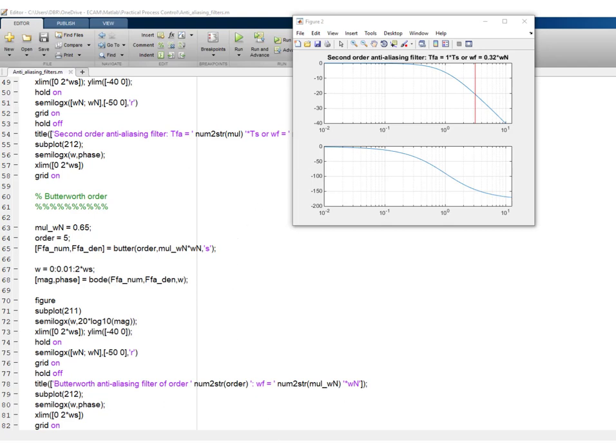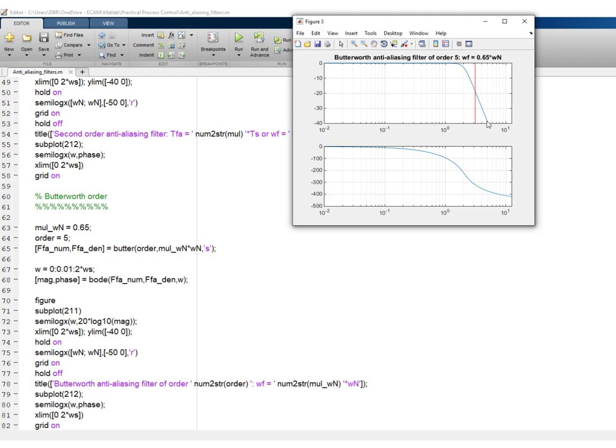Well, let us now look at this fifth order Butterworth anti-aliasing filter, and again the cutoff frequency, so that's the frequency at -3 dB here, has moved to the right. We are now at 0.65 times the Nyquist frequency, and as you can see, we still have an attenuation of around -19 dB, right? We can do this because now the slope at the high frequencies is of -100 dB per decade.